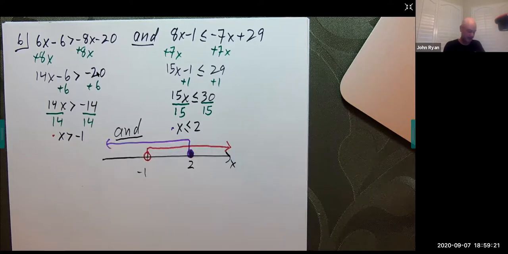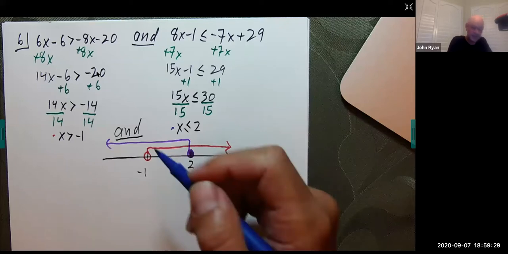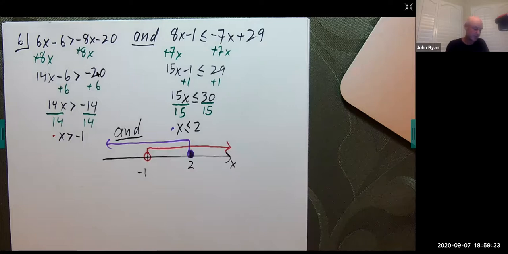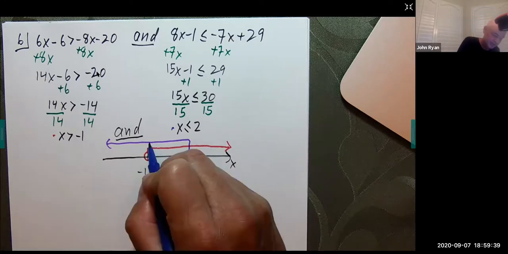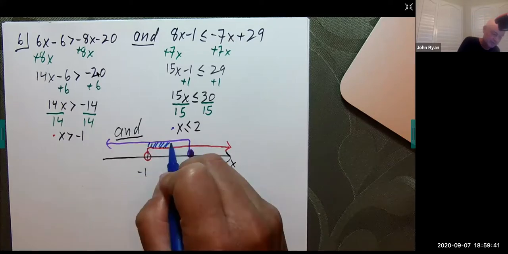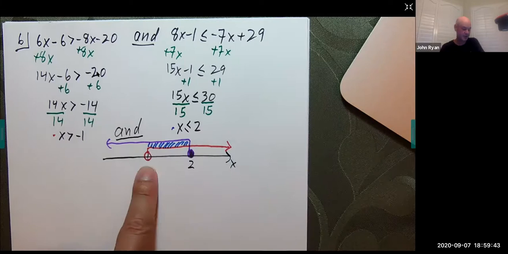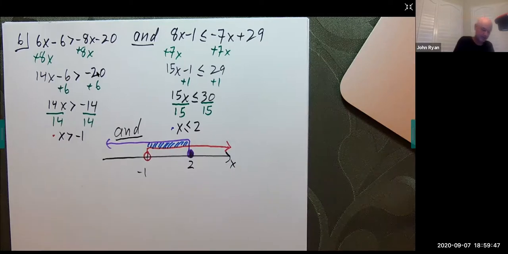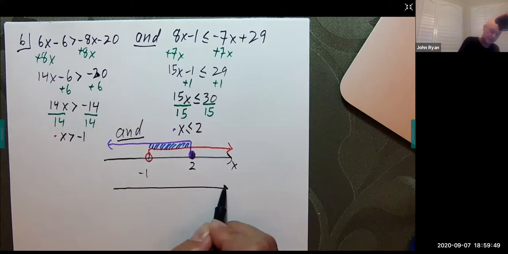Now the and is just where there's overlap, meaning this condition and this condition at the same time has to be true. So I need only numbers that are bigger than negative 1 and at the same time less than or equal to 2. That's going to be in the middle here. That's where the overlap is. Not including this endpoint, but including this endpoint. So here's what the real graph is going to look like for the answer.